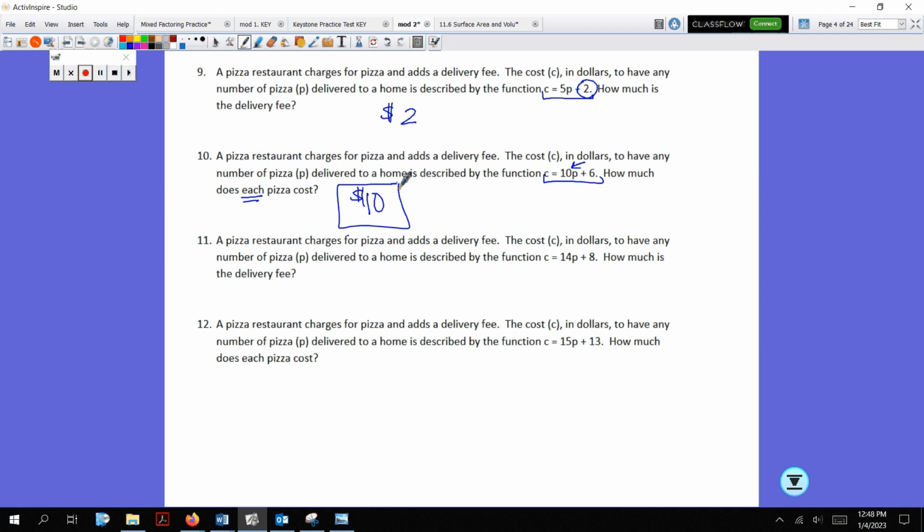All right. Number 11. Again, here's my equation. Well, now we know the slope is the cost of the pizza, and the fee at the end, or the y-intercept, is my delivery fee. How much is the delivery fee? It's $8.